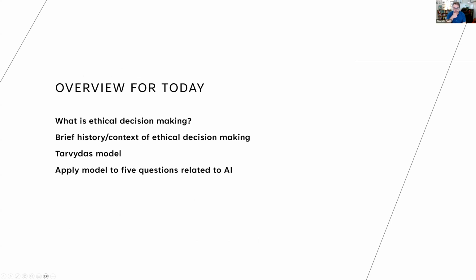Okay. So what are we going to be doing today? We're going to discuss what is ethical decision making. And again, I anticipate that a good portion, potentially 50% of this, is just going to be talking about ethical decision making in general, so that we're all very familiar with that process. I'm going to give a very brief history and context of ethical decision making. We're going to specifically talk about one model that's been proposed for making ethical decisions. And then we're going to apply the model to 5 commonly asked questions related to AI.